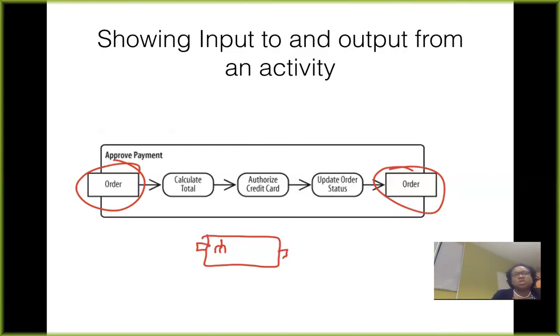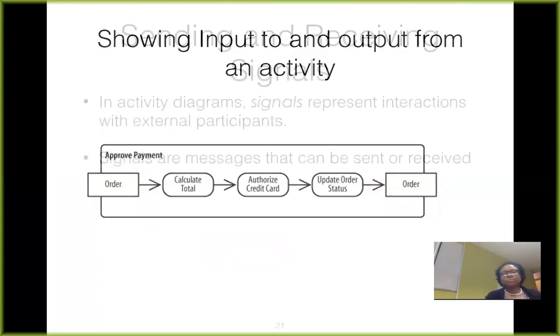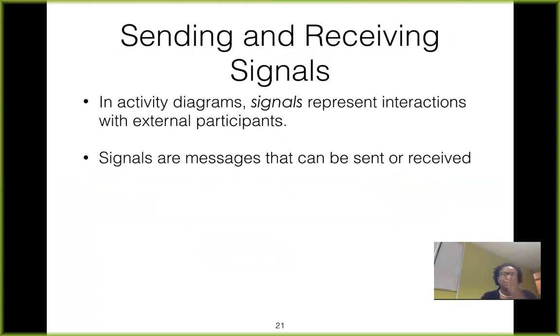No, they can be different actually. Yeah, you're right. It's possible that the order is an input, but an invoice is the output, or a receipt is the output, or something. It just depends on the business process you're representing.